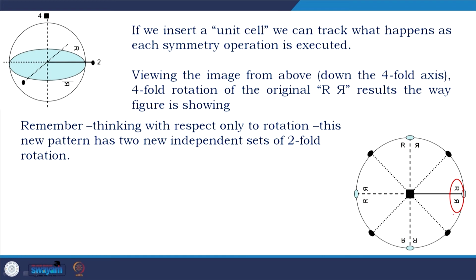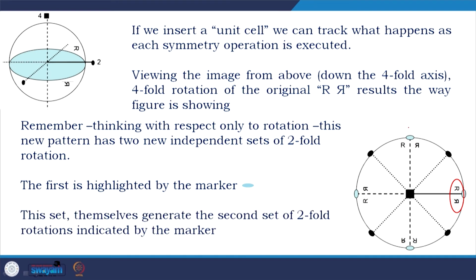Now, remember, thinking with respect only to rotation, this new pattern has two new independent sets of two-fold rotations. The first one we have highlighted like this, and the set itself generates the second set of two-fold rotations, which is indicated by the black marker. So, we start from here, we initially get a new pattern, and then this new pattern itself generates the second set of two-fold rotations here.